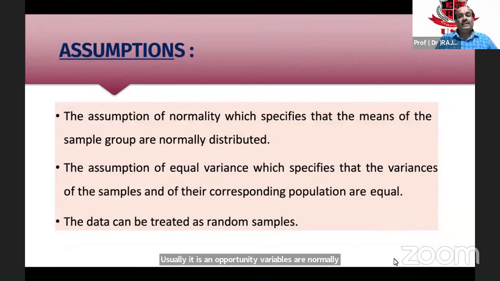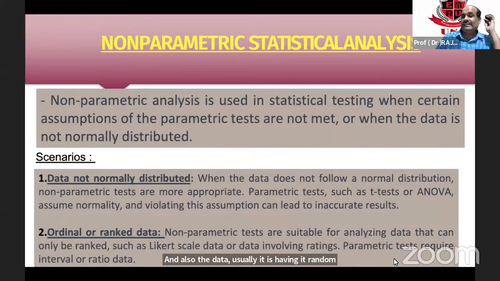For going for a parametric test, we assume, one, that the means of the sample groups are normally distributed in the bell-shaped curve. The assumption of equal variance specifies that the variances of the samples of their corresponding populations are also equal, and also that the data has random sampling. On these three things, we go for a parametric test.